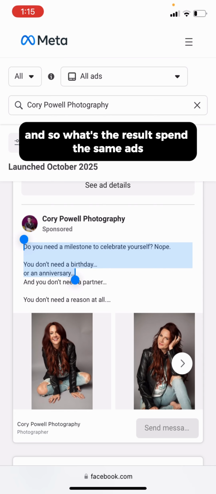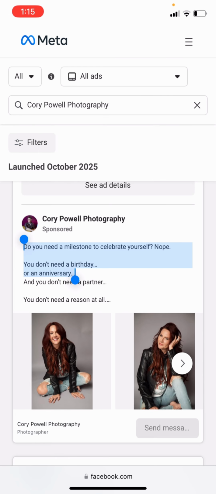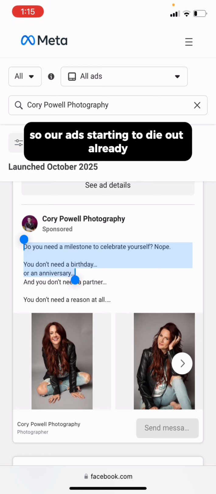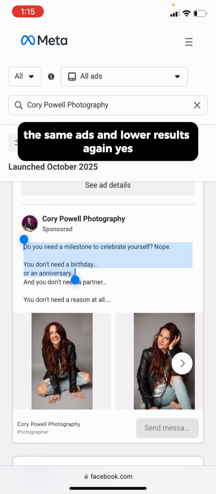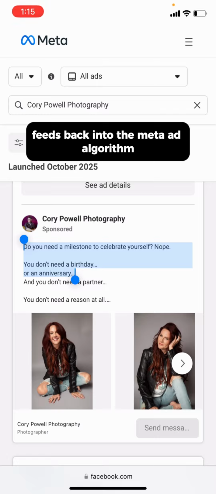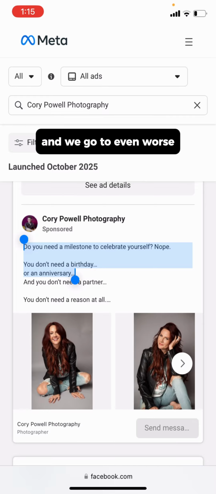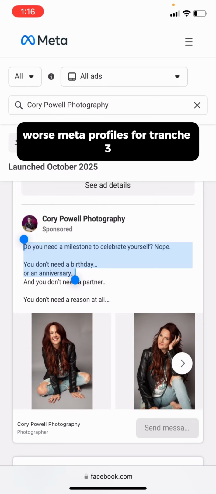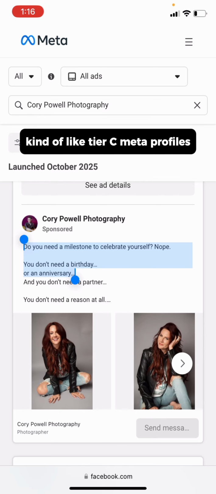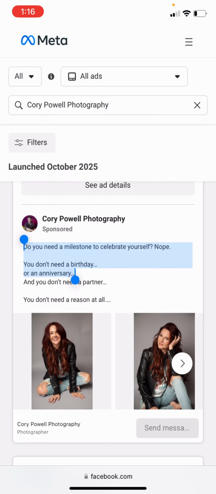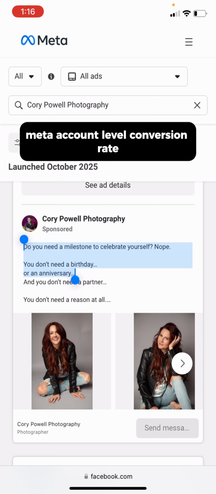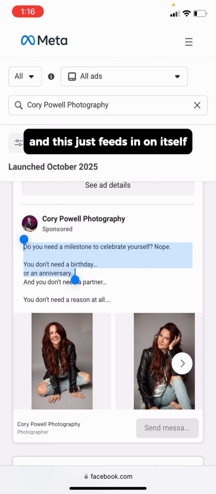And so what's the result? Same ad spend, same amount of women, we get fewer results. So our ads are starting to die out already. The same ad spend, lower results. Again, that feeds back into the Meta ad algorithm, which decides who our ads go to for tranche 3. And we go to even worse Meta profiles for tranche 3, kind of like tier C Meta profiles, which have an even lower Meta account level conversion rate. And this just feeds on itself till the ad burns out, dies out.